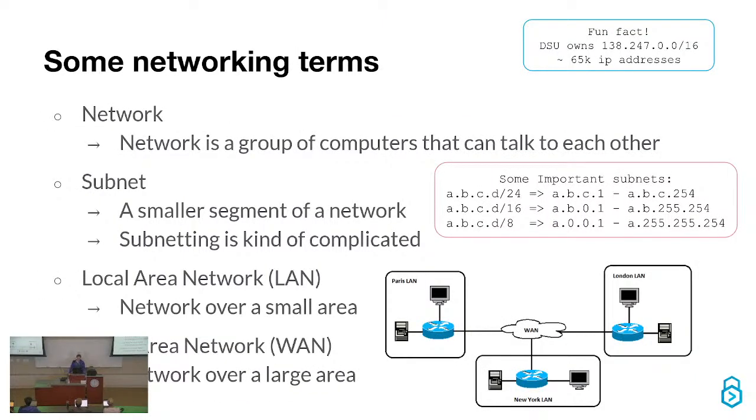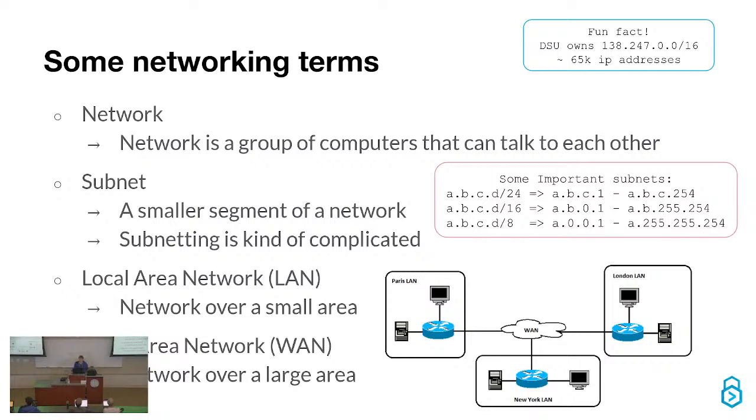Some other networking terms. Network, I hope you know what that is. Group of computers that talk to each other. Subnet, smaller group of computers. LAN, WAN, different types of networks. Most of that is not particularly important for this. Fun fact, DSU owns 138.247/16, so that's 65,000 IP addresses. Yeah, that's kind of cool.